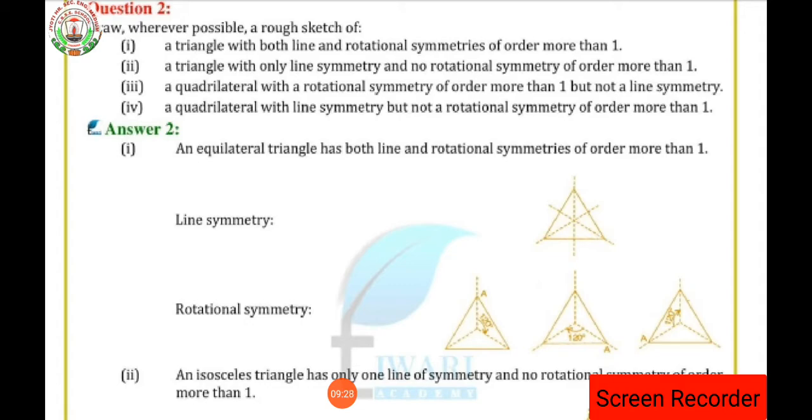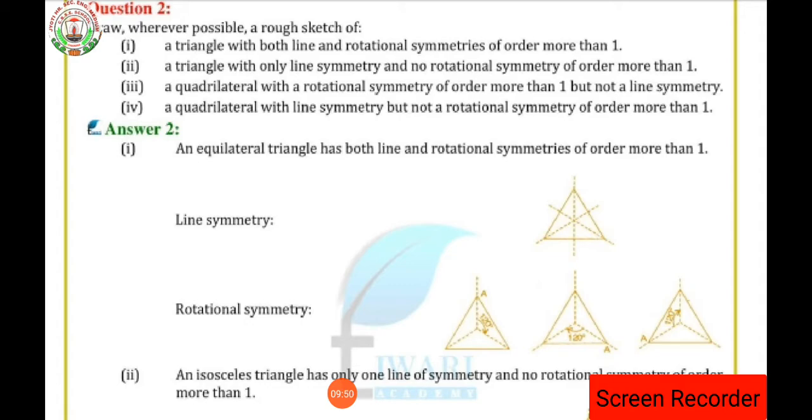A quadrilateral with line symmetry but not a rotational symmetry of order more than 1. So here we have to name and draw the sketch of a quadrilateral which has a line symmetry but not a rotational symmetry, not a rotational symmetry of order more than 1.